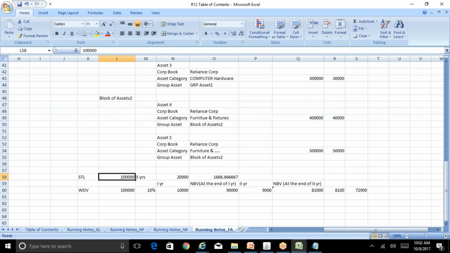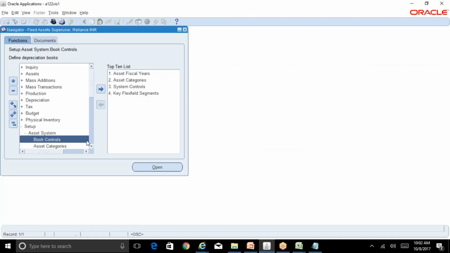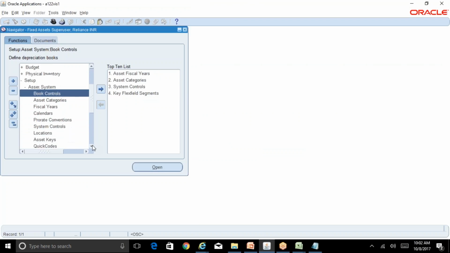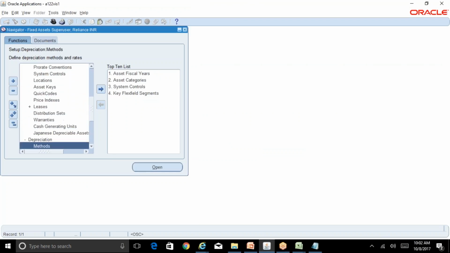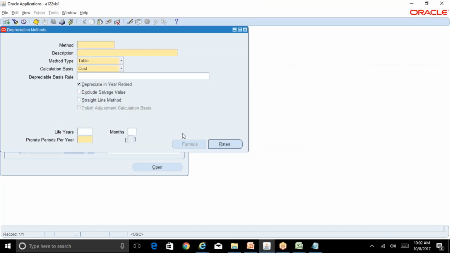Okay, so these are the main two methods. In my training or in my BR100, I picked up two examples. One is the Reliance NBV method and another one is the Reliance straight line method. So I'll show you the Reliance NBV method. Setup depreciation methods, that's the navigation. Setup, depreciation methods, F11.